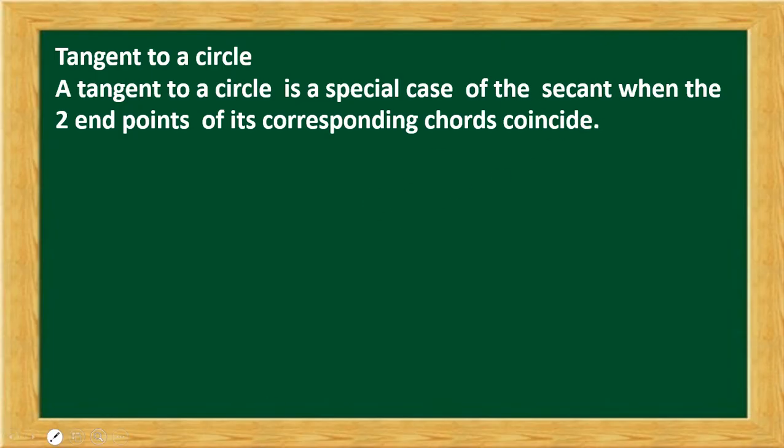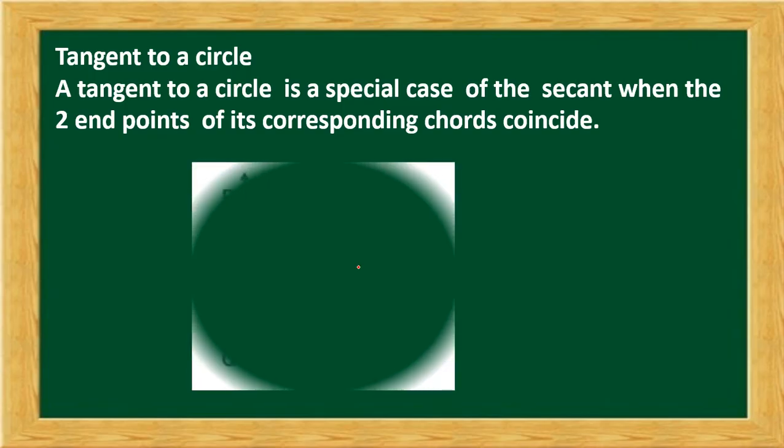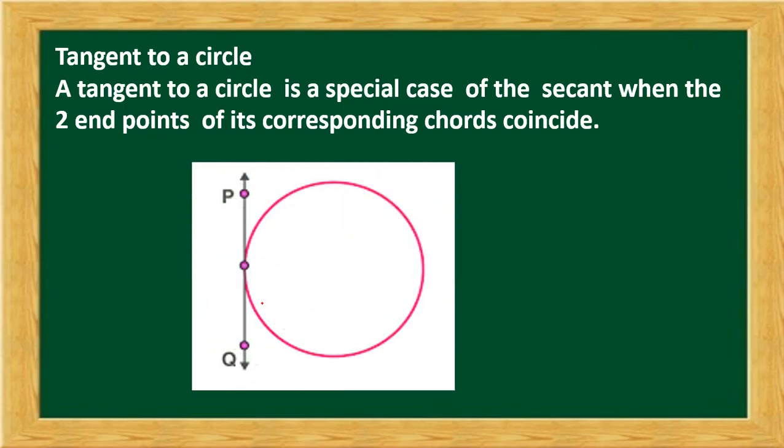Now we are defining this tangent in terms of the secant. So let's take an activity. If a circle is given, let us draw a tangent. So PQ is the tangent, but we have to draw a secant because we are defining this tangent in terms of the secant. A secant is a line which touches the circle at 2 points. So this XY is the secant which touches the circle at the points B and A.